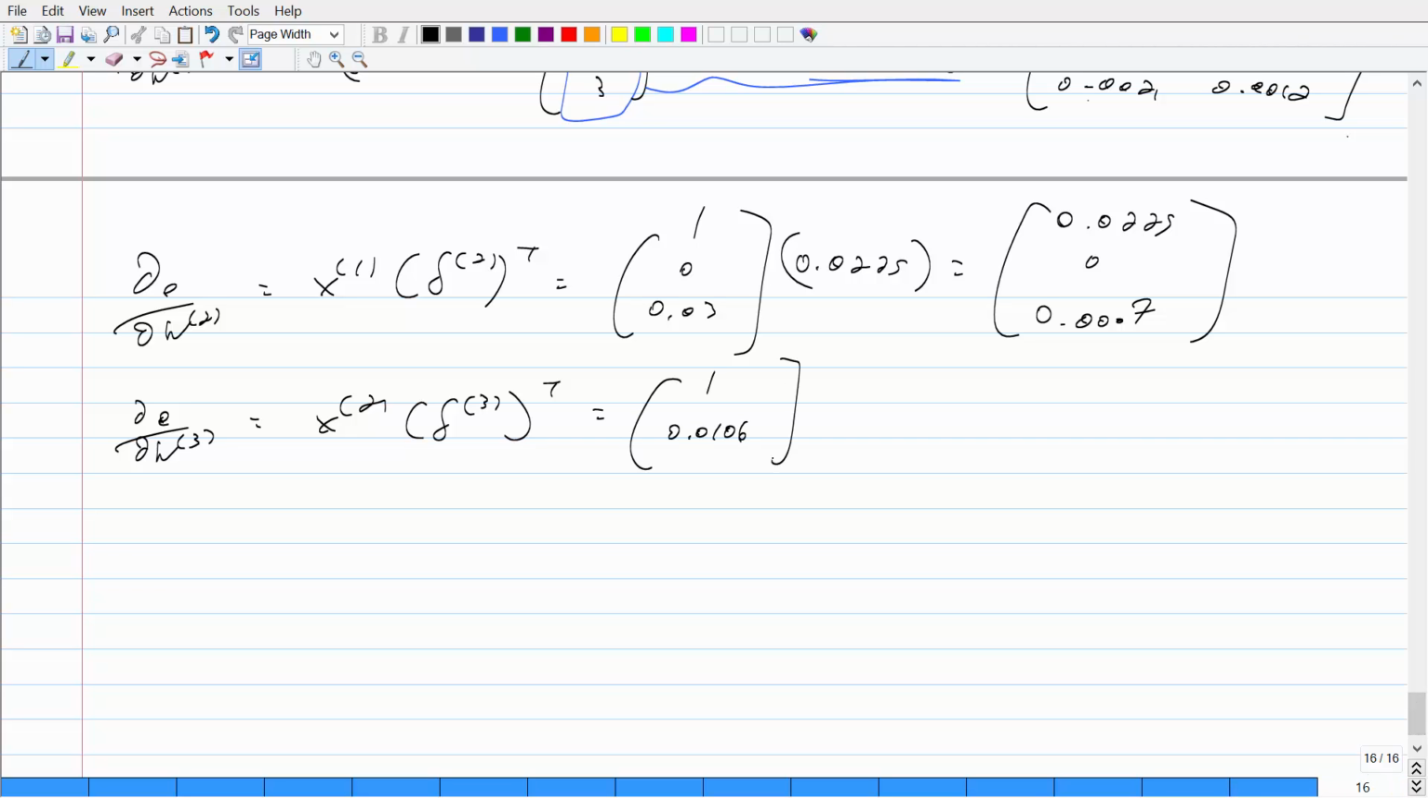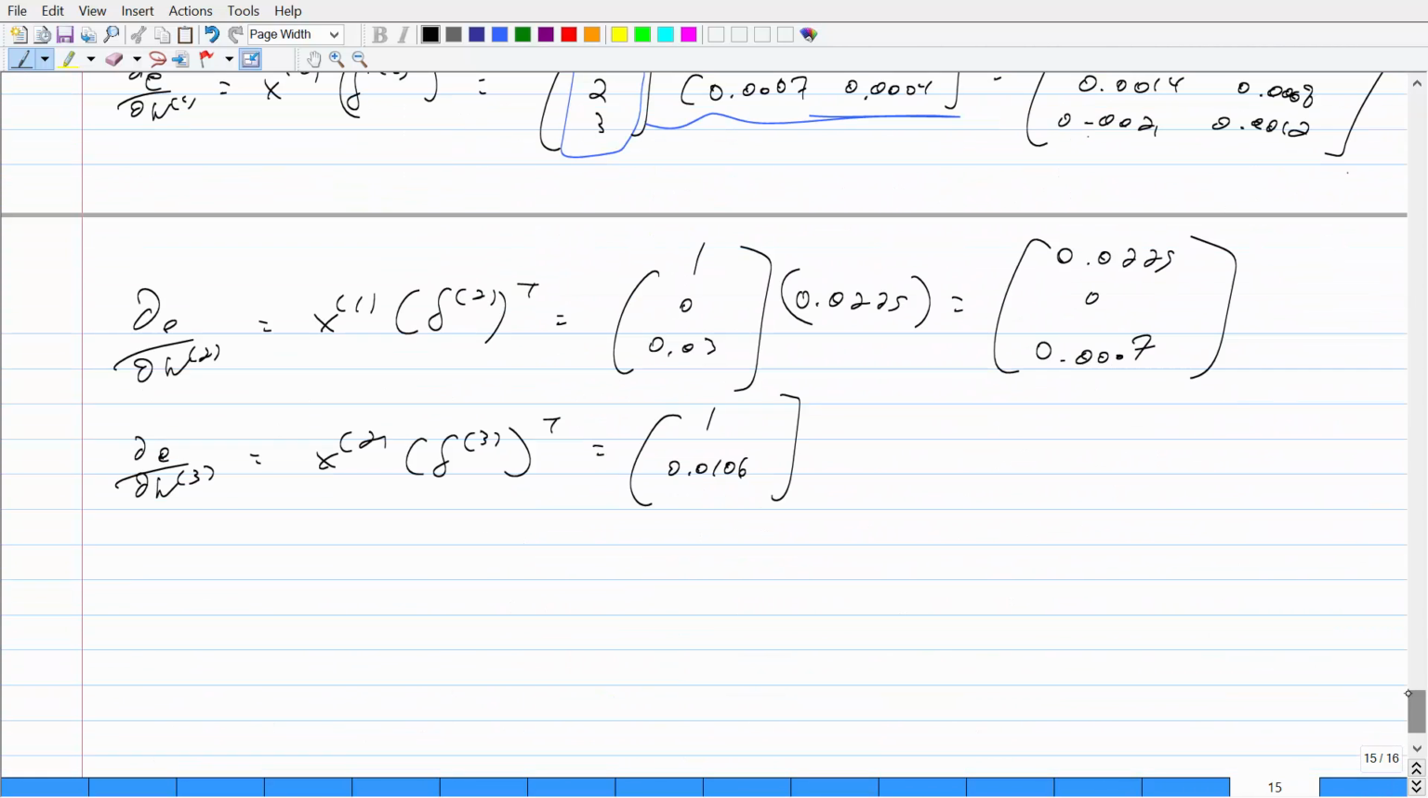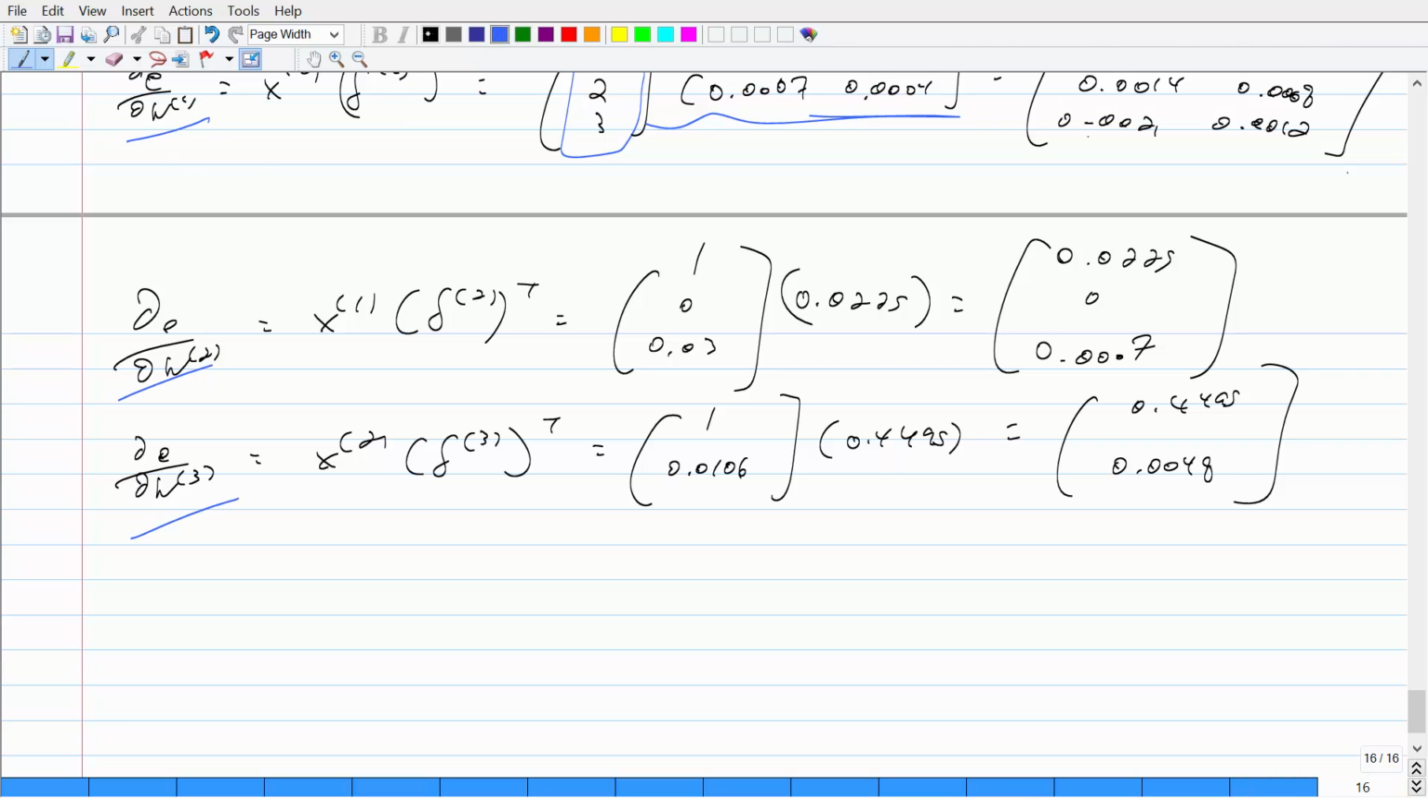Sorry, 0.106. And delta 3, that sensitivity I just calculated, which was 0.4495. Okay, so when you calculate this, we get 0.0, sorry, not 0.4495, not 0. Okay, and then when you multiply these together, you get 0.0048. So these matrices are what I actually want. Now what you have to do is calculate the update.